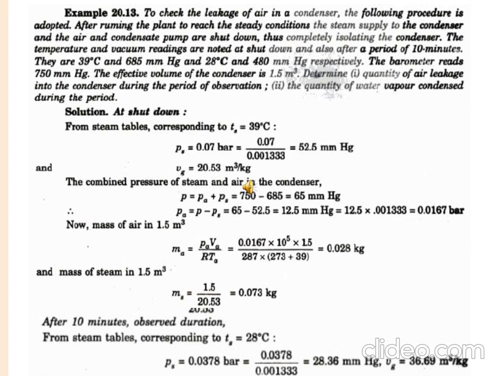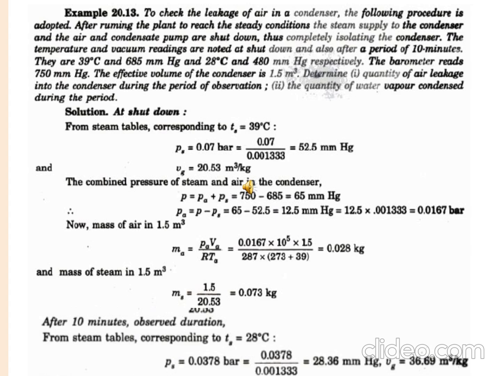So 750 minus 685 is 65 mmHg. Now we have to find out Pa. We know that P equals Pa plus Ps, the air pressure plus the steam pressure. So Pa equals P minus Ps, which is 65 minus our Ps, which we got as 52.5 mmHg. So 65 minus 52.5 equals 12.5 mmHg. Again we have to convert it into bar, so 12.5 into 0.001333, that is 0.0167 bar.